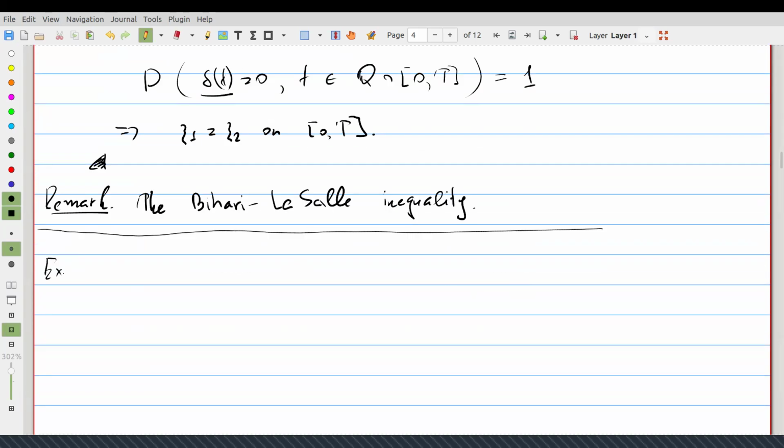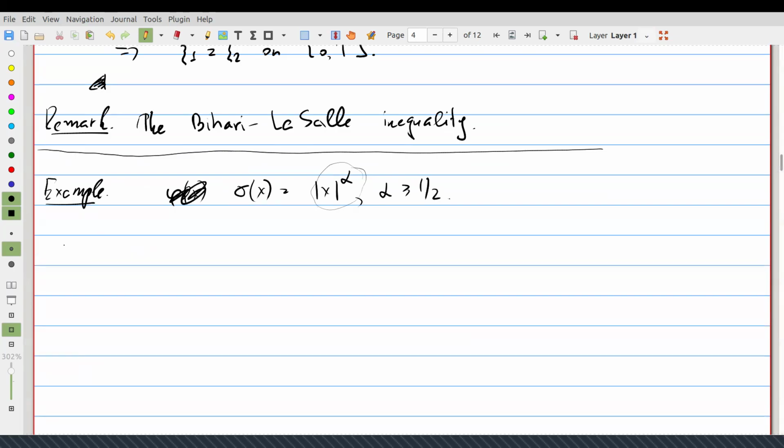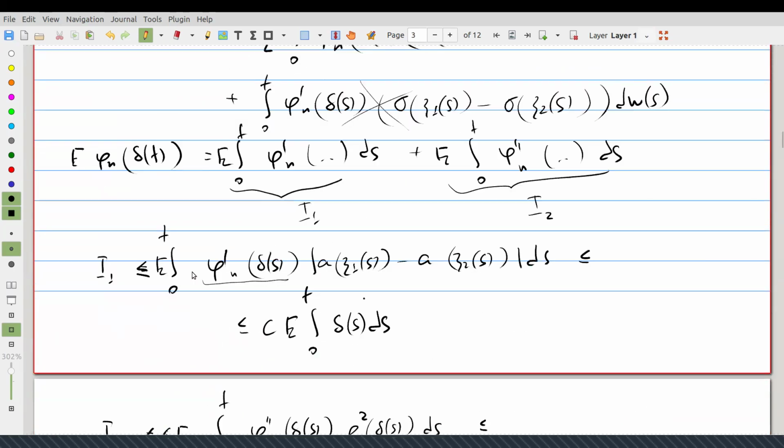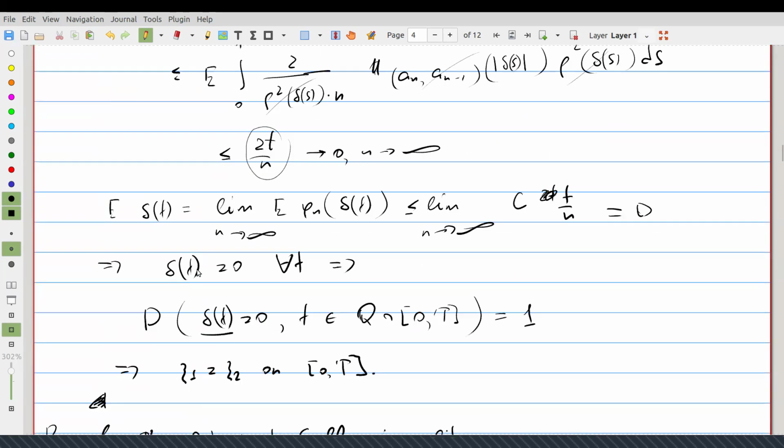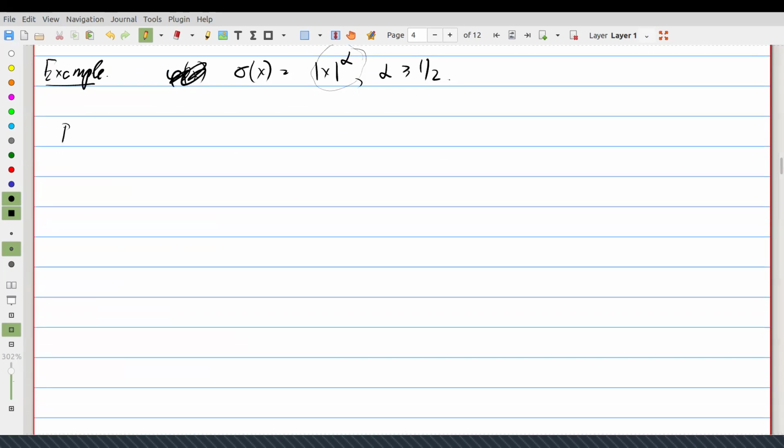And a standard example is sigma of x equals x to the power alpha, where alpha is equal to 1/2. So because we know that it has weak solutions, we actually have strong solutions, even though we lose a lot about Lipschitz continuity. And this method of C2 approximations is quite general in the sense that it also produces results of this type.